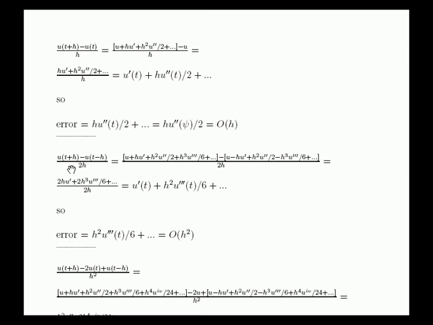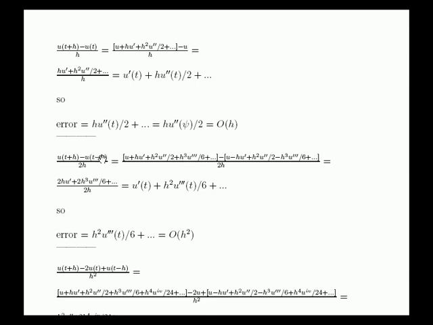So we want a little more accurate formula to approximate the first derivative. Let's try u at t plus h minus u at t minus h, over 2h. That's the slope of the line connecting u at these 2 points, t plus h and t minus h, because this is t plus h minus t minus h. And now we expand u at t plus h the same as before, except we add one more term.